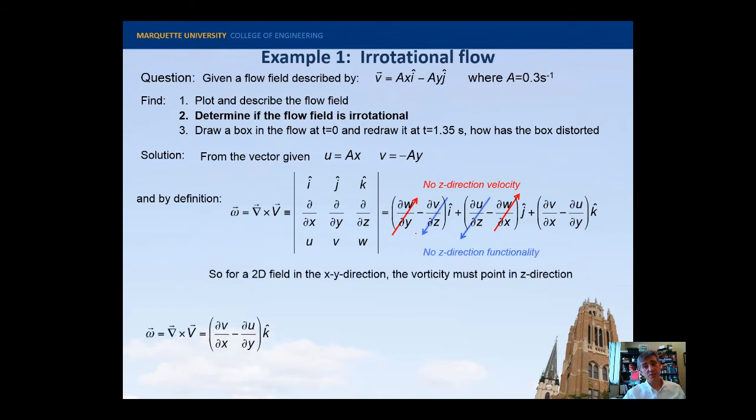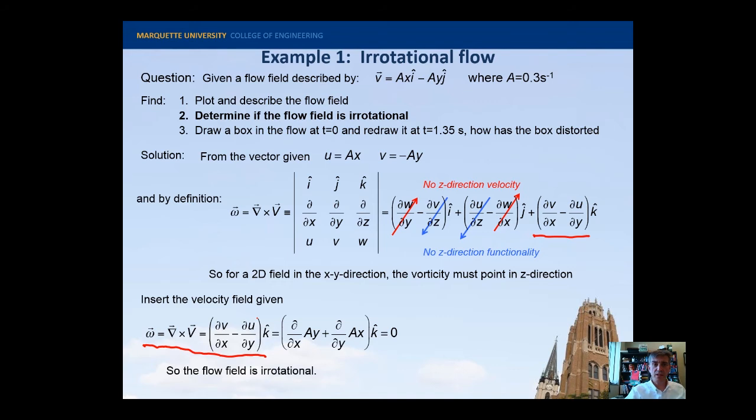Since there is no z direction functionality, this is planar 2D, then all of the derivatives with respect to z are 0. So we're left, just as we would think, with only vorticity in the k direction, meaning that the vector describing vorticity must point in the z direction, must be aligned to the z-axis. Whether it's 0 or not remains to be seen. So we can then write more compactly the definition of the vorticity, del cross v, as just being the omega sub z component of vorticity.